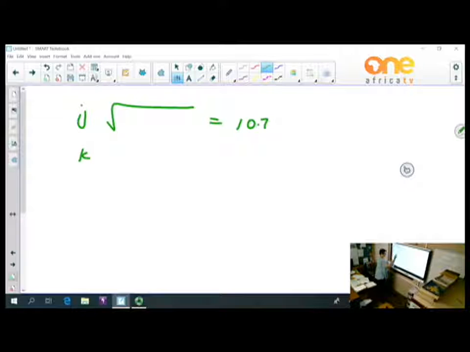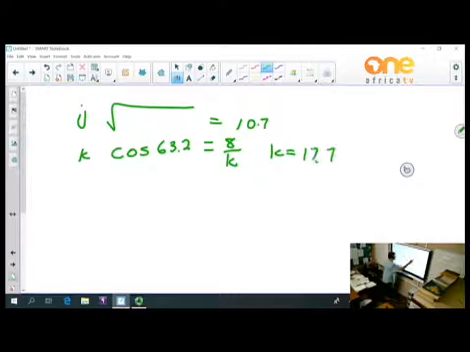Now K, which function? Cosine. Can you see that included angle? So cosine 63.2 is equal to 8 over K. Now, which method? Bottom divide. So now we're going to say 8 divided by cosine 63.2 is equal to 17.7.